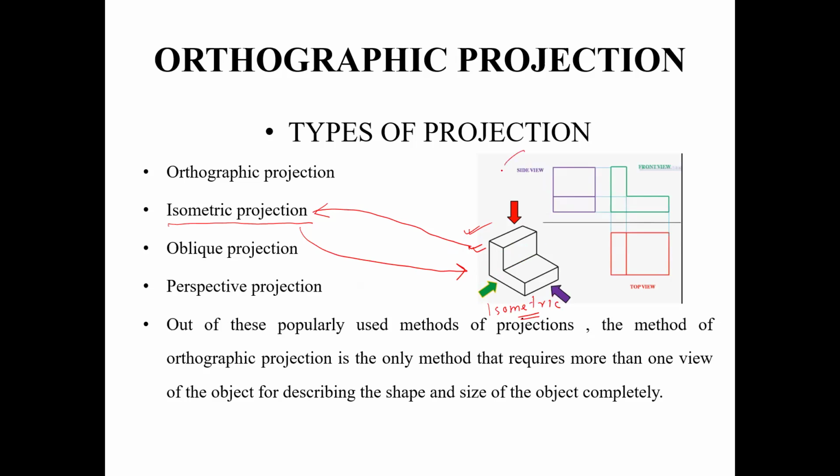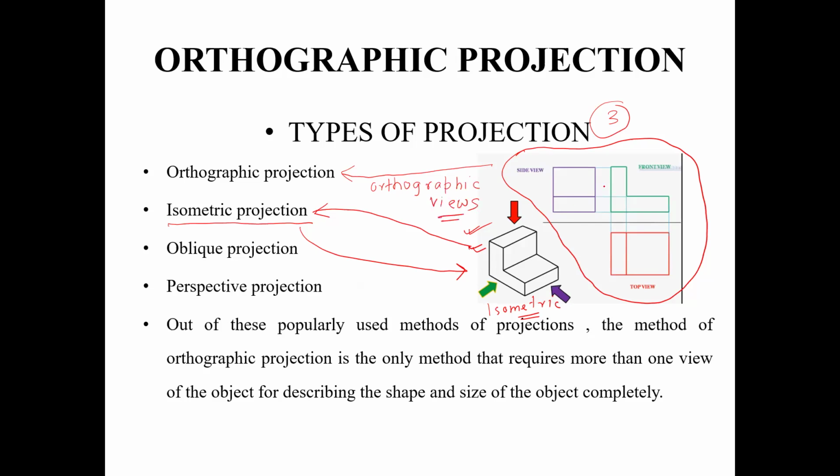Whereas these views, which you see on the right hand side, how many are there? There are a total of 3 views. These views are called the orthographic views. These are the views of the object obtained through the method of orthographic projection. So how many views are there? Front view is one of the orthographic views. So this is the first view.